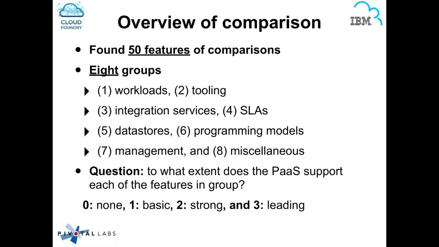And of course, how do we measure it? We ask the question, to what extent does a particular PaaS support that particular feature? To answer that question, it's based on experience, on what we read from the web, and then what we can try. And we have 4 values. 0 means that the feature is not supported at all. 1 is basic support. 2 is strong support. And 3 is a leader, so it's not only strong, but it's also leading the PaaS space.